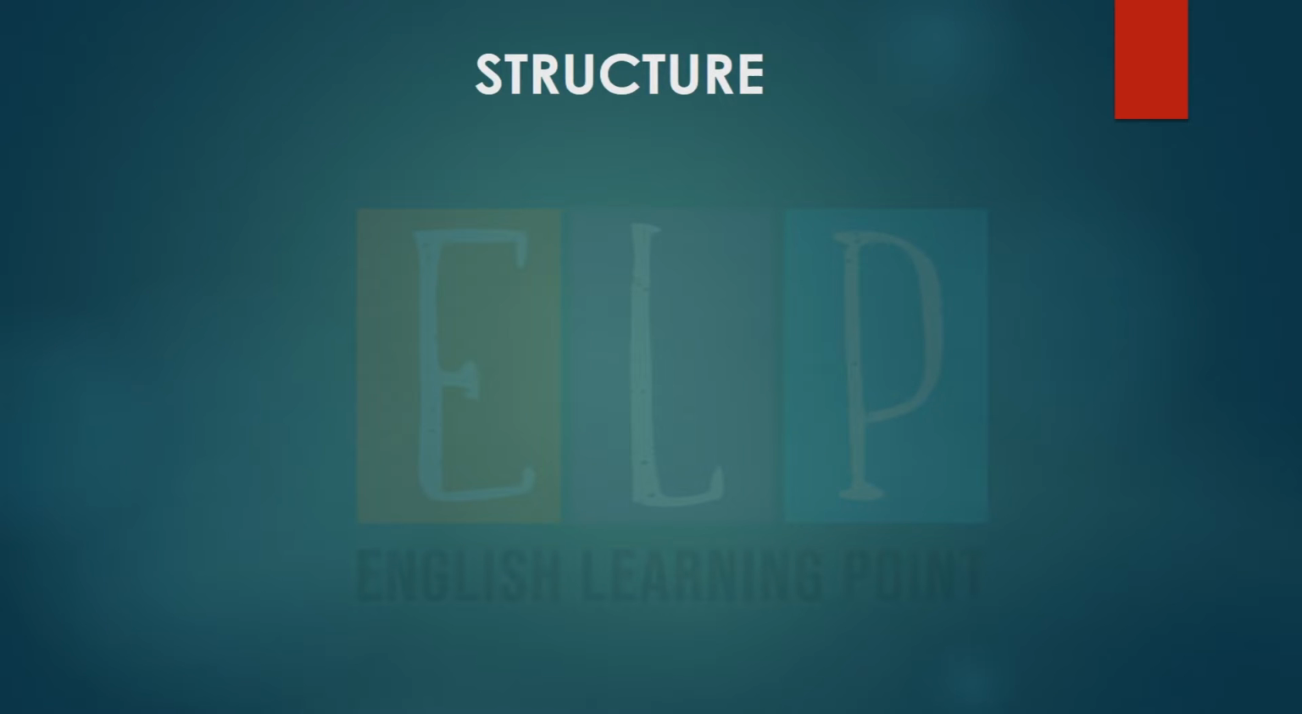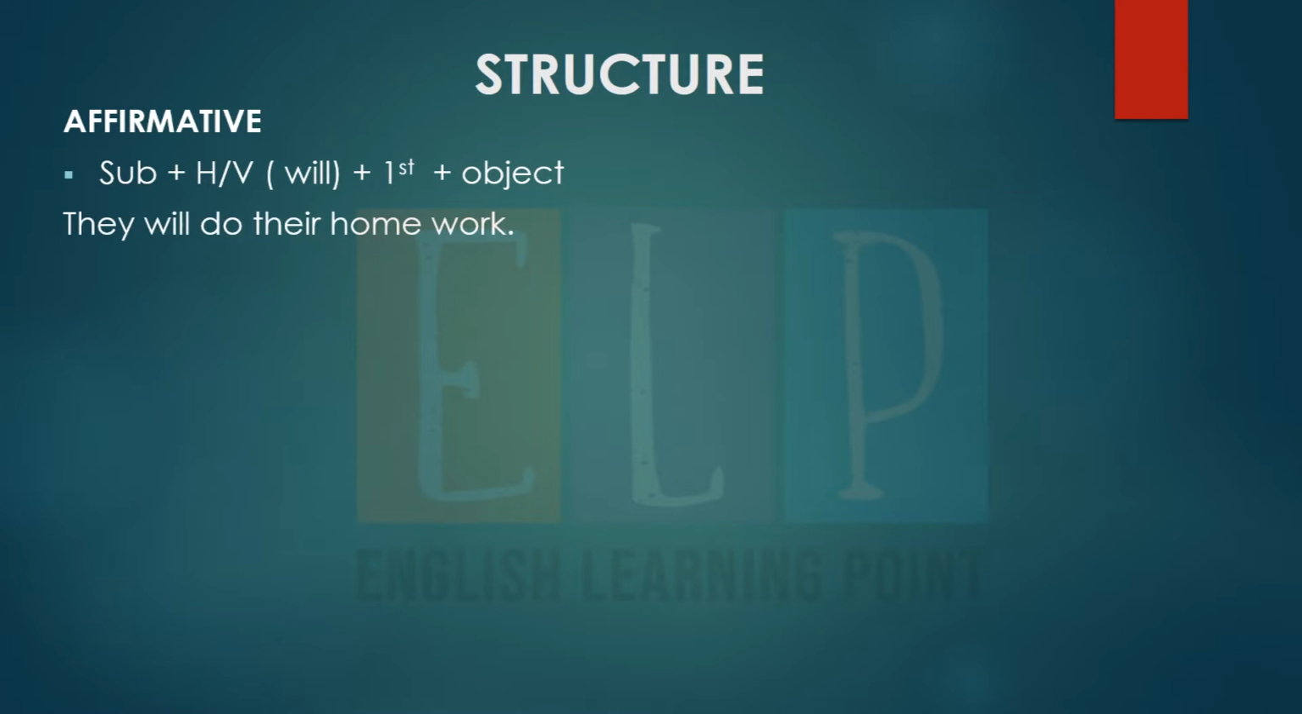So here today I'm going to explain to you the structure of future simple tense. What is future simple and how many helping verbs are there? Here we have will and shall, but shall has been eliminated. We use will with all the subjects, like subject, will, first form of the verb, and then object. Like, they will do their homework.